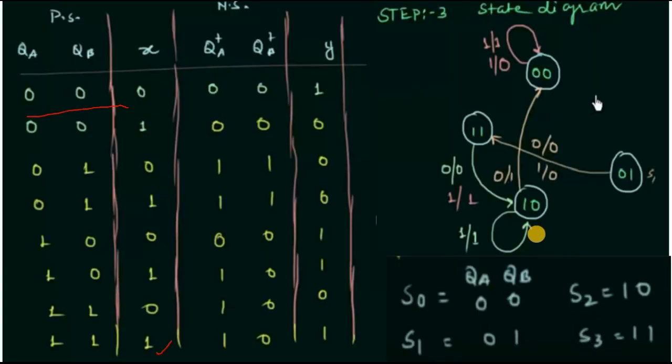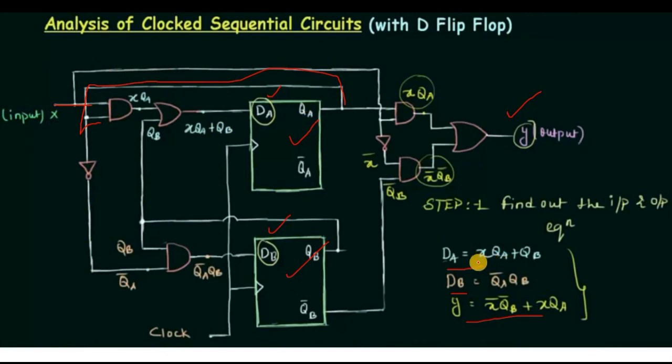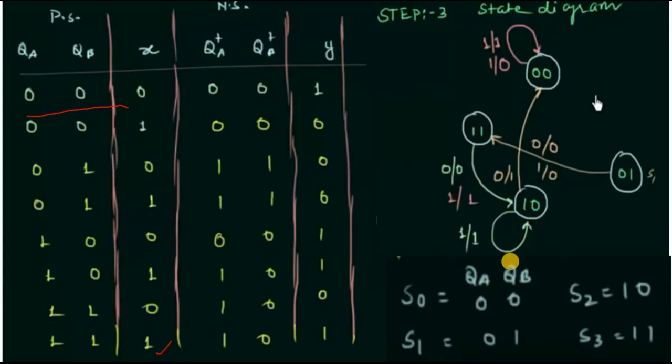Here QA and QB are the current state values, that is, the present state. So the next state will be QA plus and QB plus. This next state will be obtained by using these formulas, and the output is obtained by using the output formula Y.